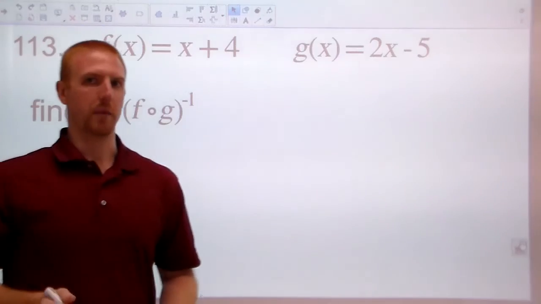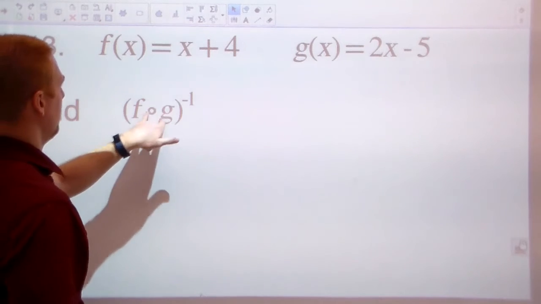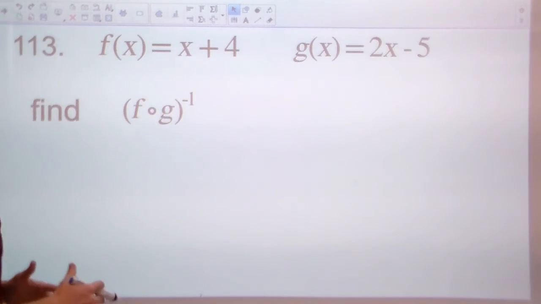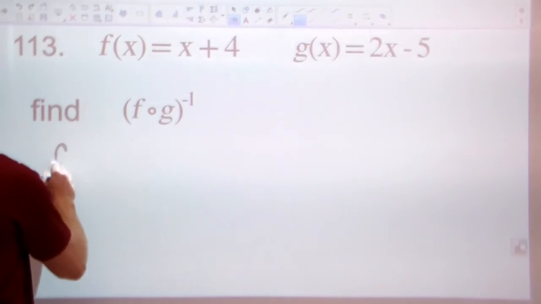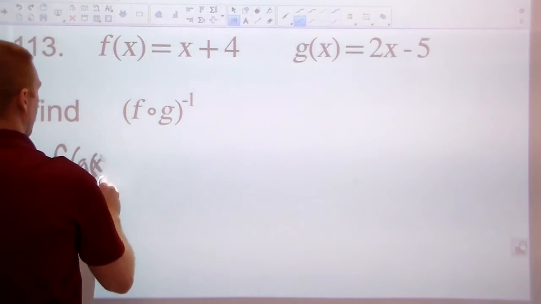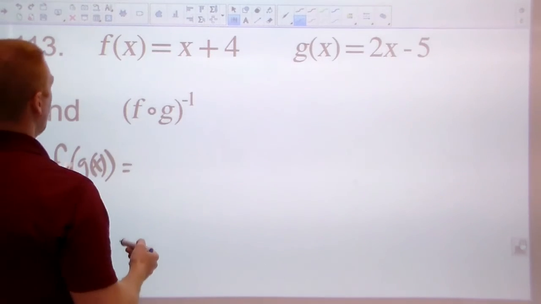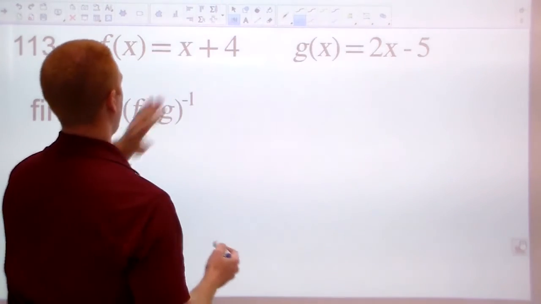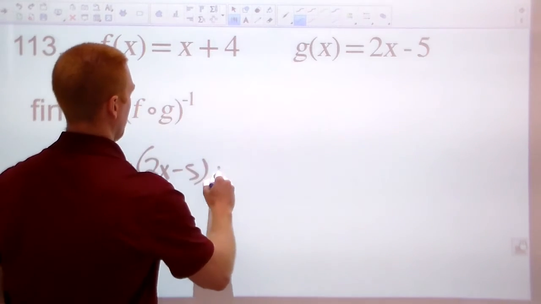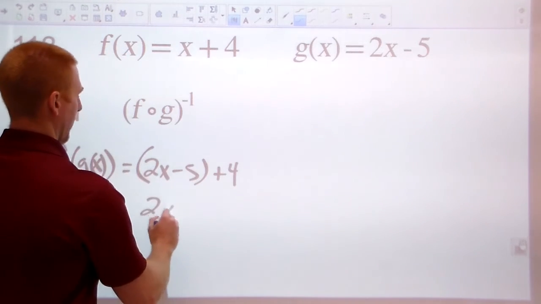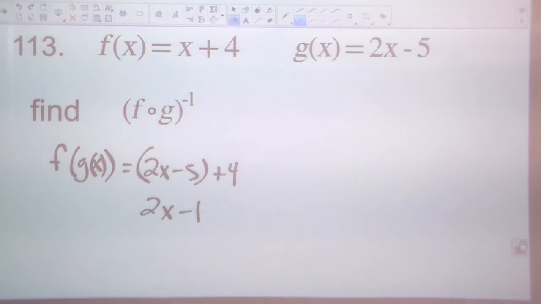You usually get a few questions about this one because the notation's a little different. You're finding f of g inverse. So the easiest way that I know to do that is begin by finding f of g. So forget about the inverse part for now. Let's just figure out what f of g would end up being. So if we take this function, plug it in for x, 2x minus 5 plus 4, we get 2x minus 1. So the f of g of x function is 2x minus 1.